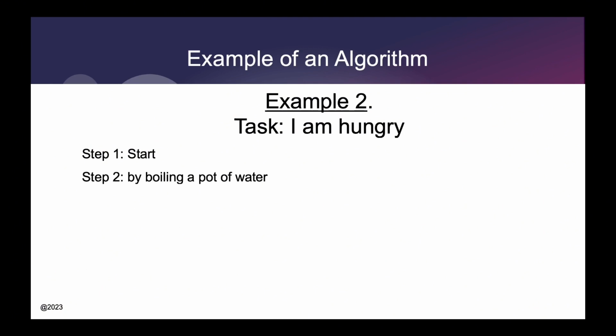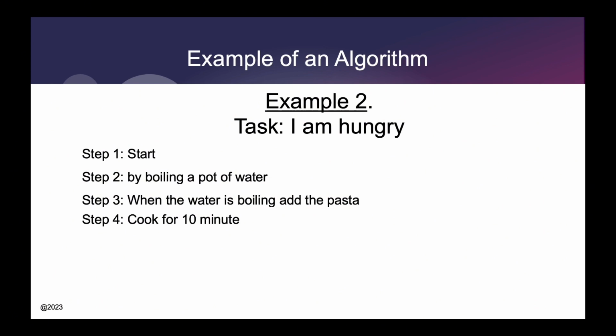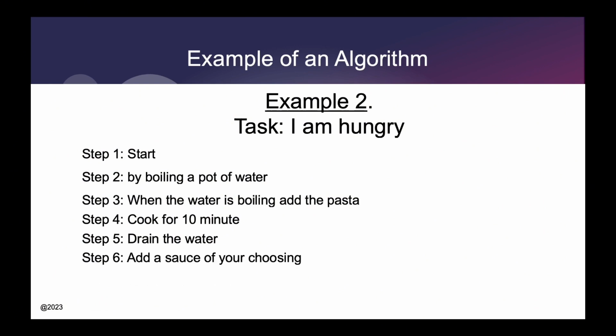Now the second step is that I'm going to boil water in a pot. My third step is that when the water is boiling, I have to add my spaghetti or my pasta. And my step four, it cooks for 10 minutes, because here is a process of cooking. My step five, after the 10 minutes has elapsed, I have to drain the water from the pasta or the spaghetti. Then my step six, I'll add a sauce of my choosing. So you have cooked your spaghetti, then you put it in a plate.